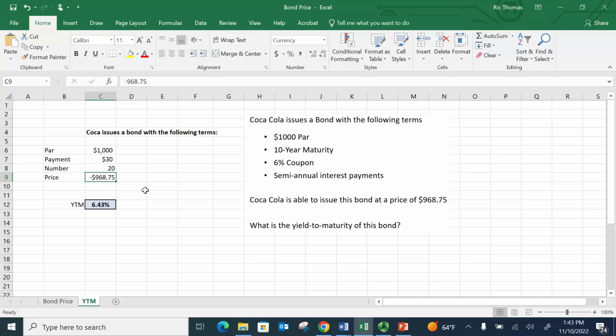This is why, by the way, when interest rates go up, bond prices go down. And that's what's happened here. This interest rate has gone from 5.5% to 6.43%. So the bond price went from 1038 on the prior page to 968 here. All right. So when interest rates go up, bond prices go down. When interest rates go down, bond prices go up.